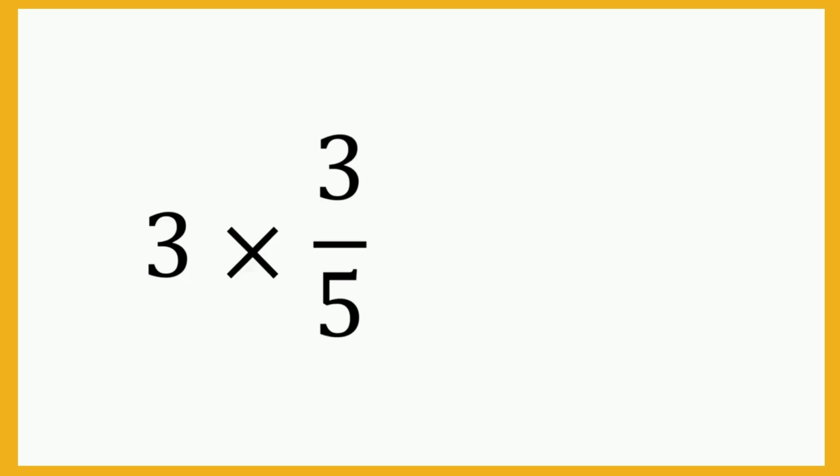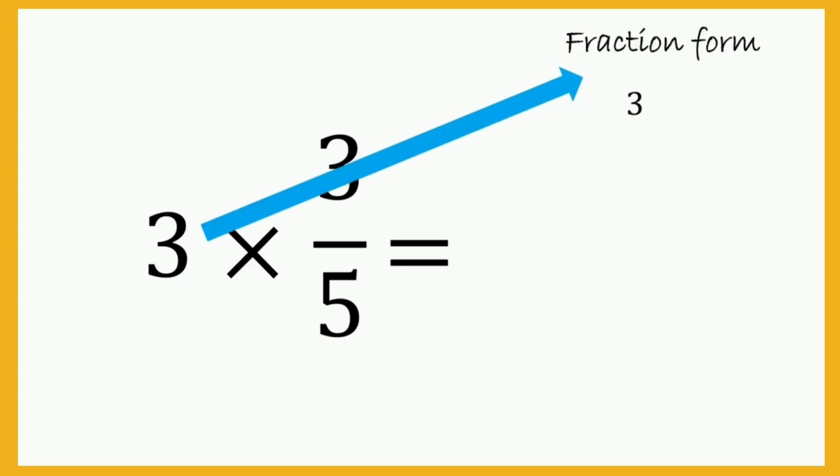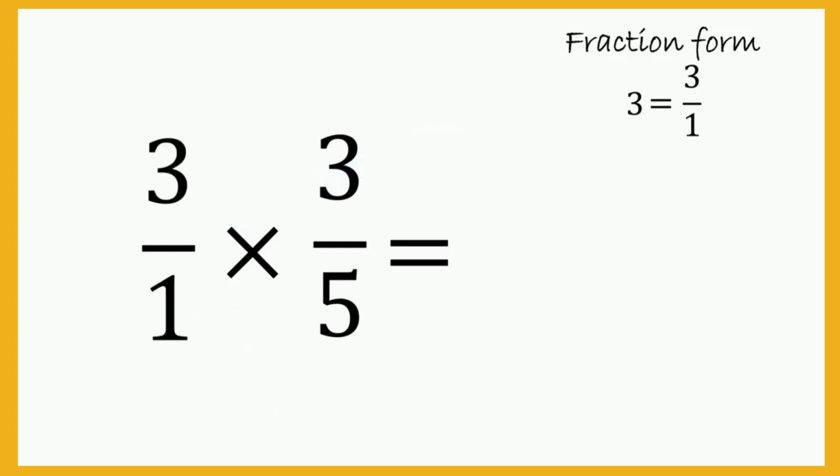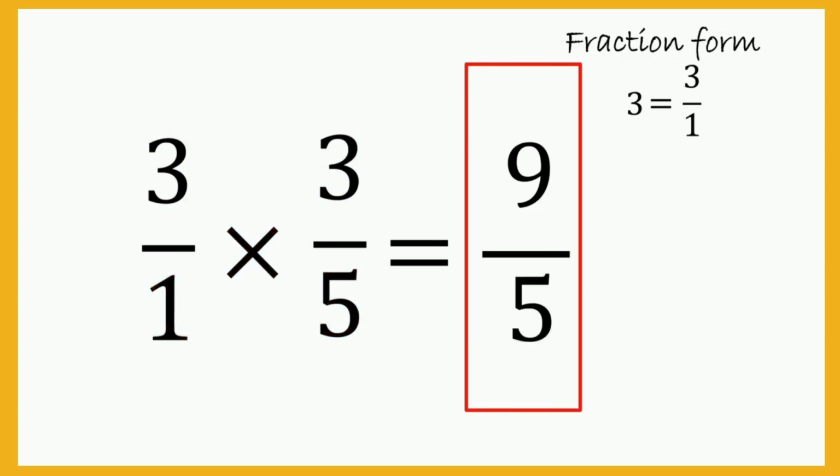In this example, we have to multiply a whole number to a fraction. If you remember, the denominator of any whole number is 1. So this whole number can be rewritten as 3 over 1. Now we can multiply. 3 times 3 is 9. And 1 times 5 is 5. So the answer to this is 9 over 5, which can also be changed to mixed fraction. So we have 1 and 4/5.